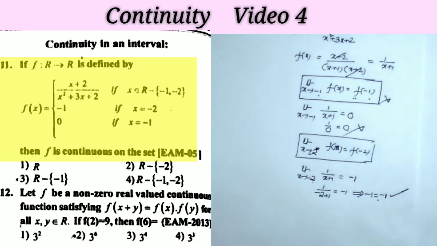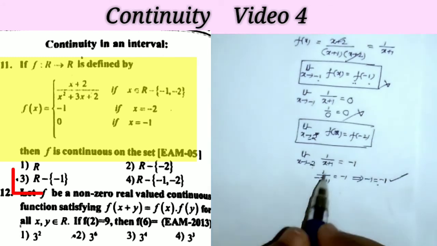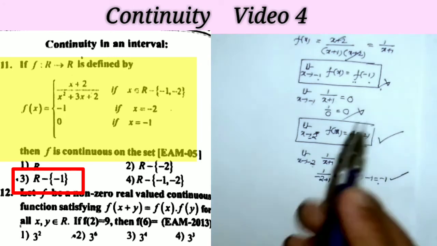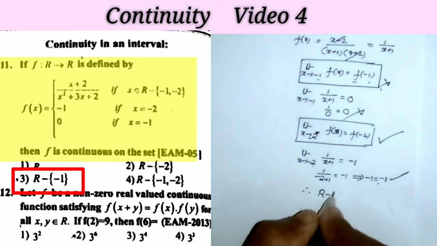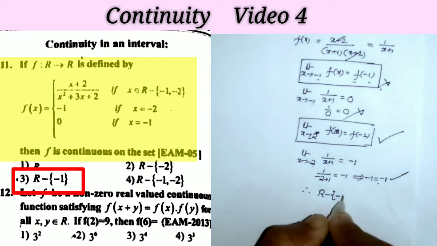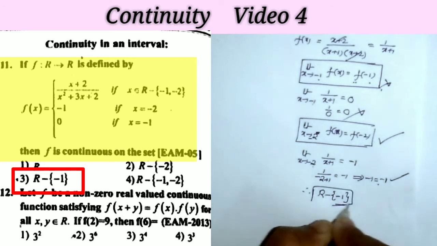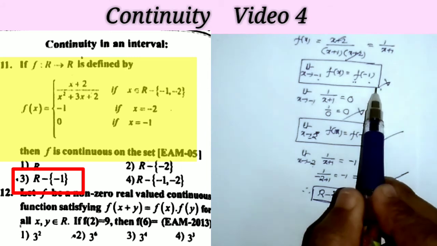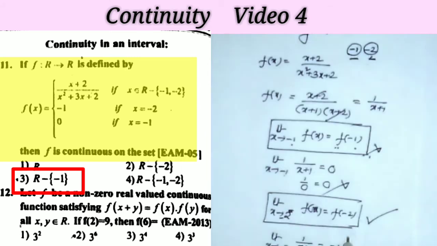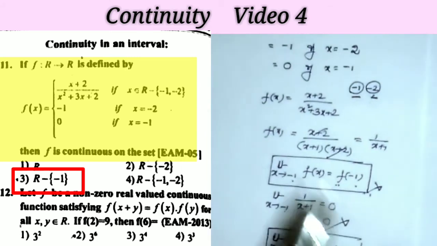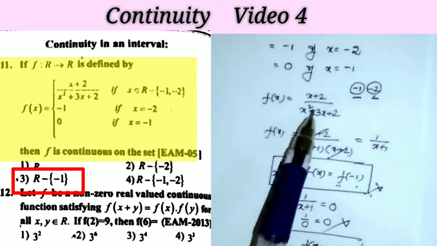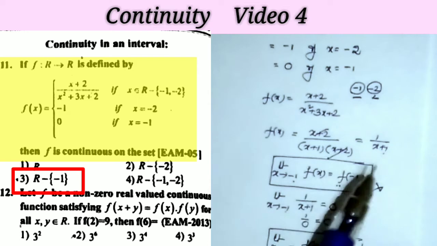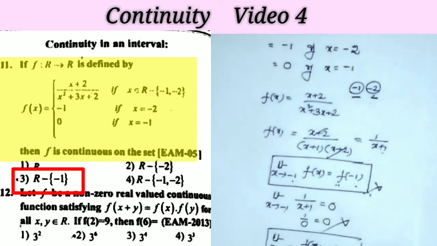Yes, this is right. That is, the function is continuous at x is equal to minus 2 but not continuous at x is equal to minus 1. Therefore, the answer is the function is continuous at R minus {-1}. Since this is not continuous at x is equal to minus 1, it is continuous at x is equal to minus 2. Very easy question. Just change the function by taking the factorization of the denominator. After that, check the continuity at the given points minus 1 and minus 2. That's all.